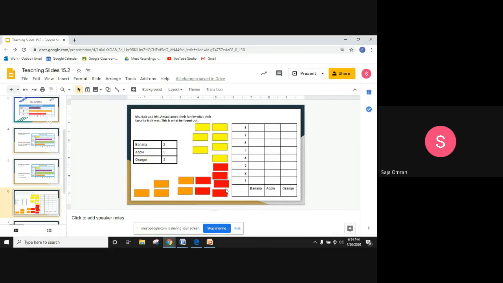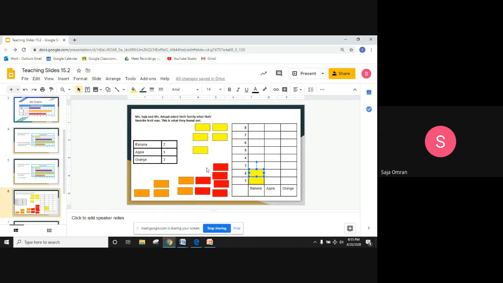So let's look at this problem. Miss Sedja and Miss Ahmad asked their family what their favorite fruit was. This is what they found out. Now, here is a graph right here. 2 bananas, 5 apples, and 3 oranges. So I have the colors here and we have to stick them on the bar graph. Okay, so what color are bananas? They're yellow, right? So I'm going to take 1 banana here. That's 1. How many bananas are we supposed to put? 2. So that's 2 bananas.